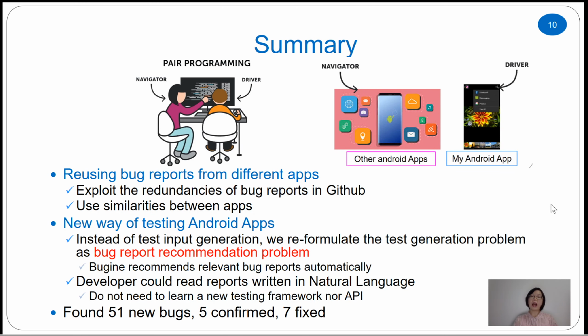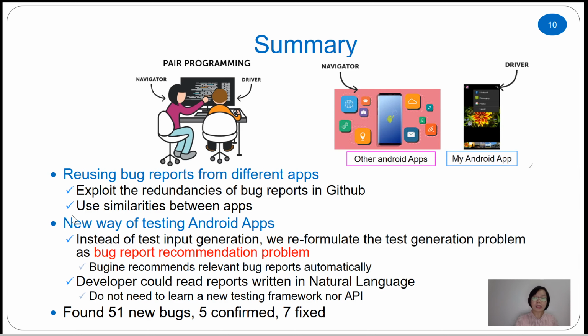In summary, I have proposed and described our new approach of collaborative bug finding. We are reusing bug reports from different apps by exploiting the redundancy of bug reports in GitHub, and we use the similarities between apps. What is more important is that we propose a new way of testing Android apps. Instead of test input generation, we reformulate the test generation problem as a bug report recommendation problem, and our tool Bugine can recommend relevant bug reports automatically.